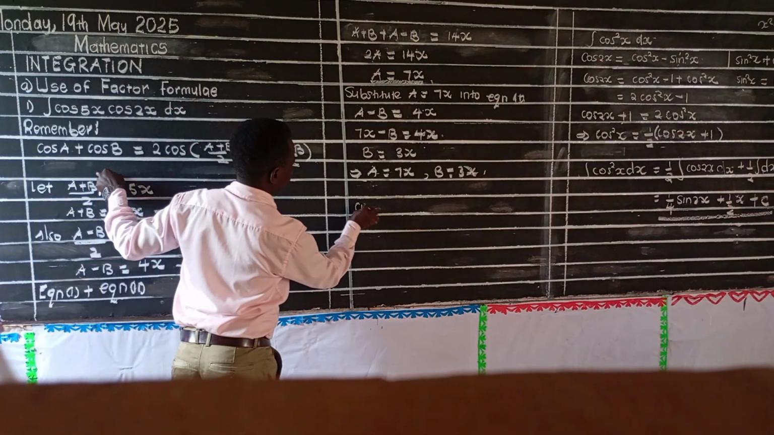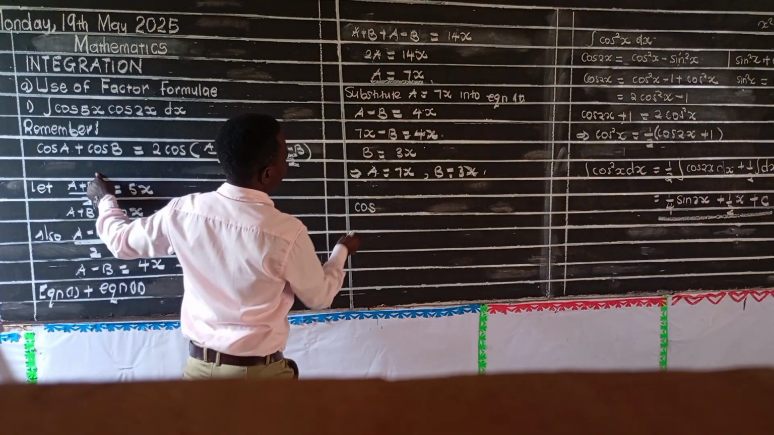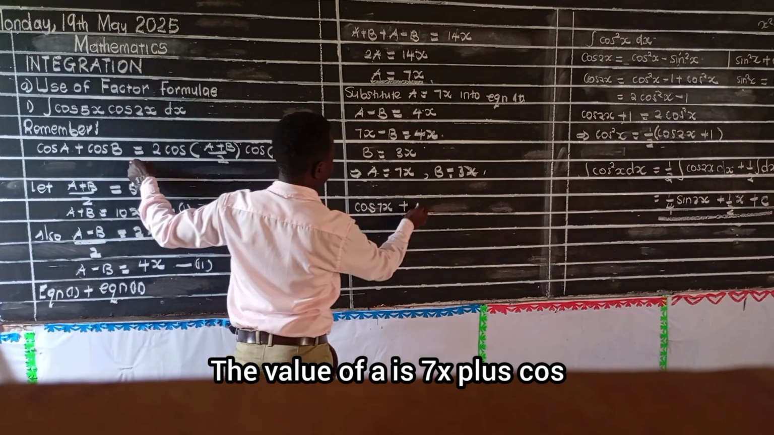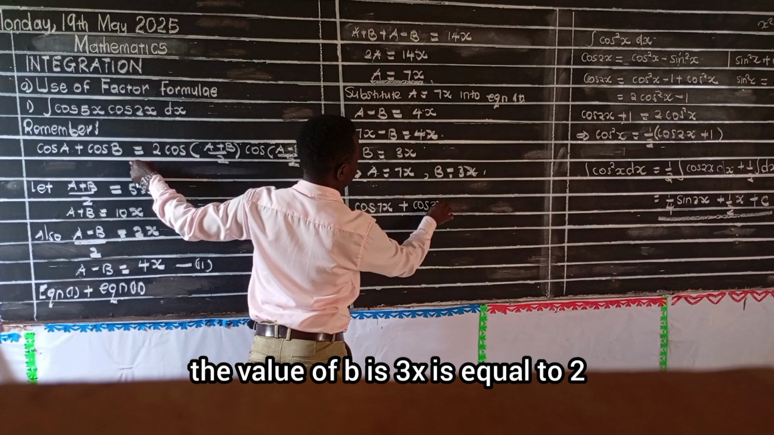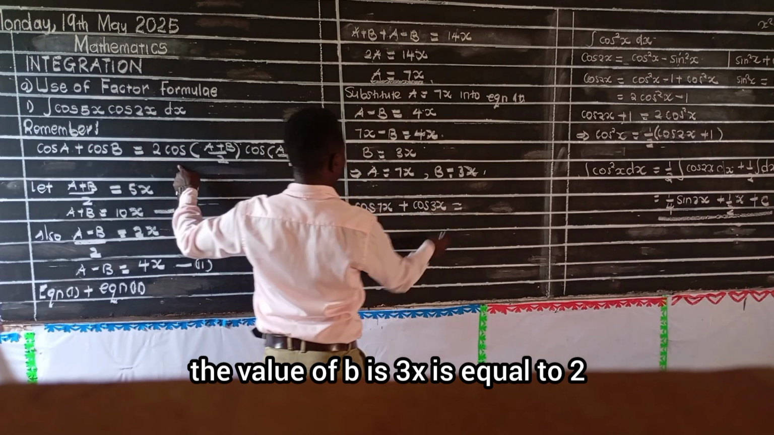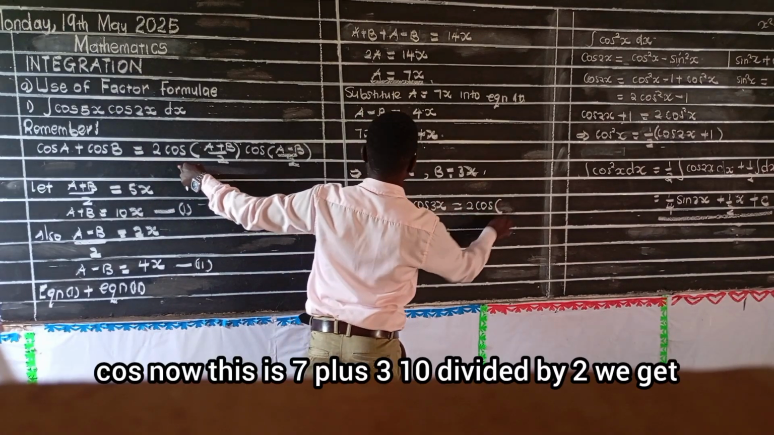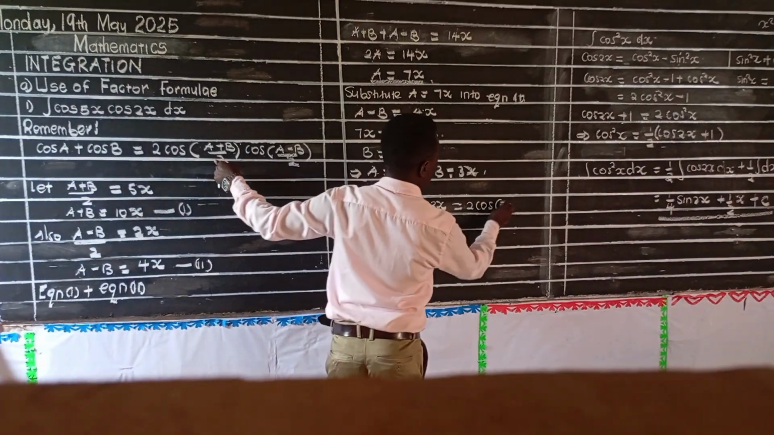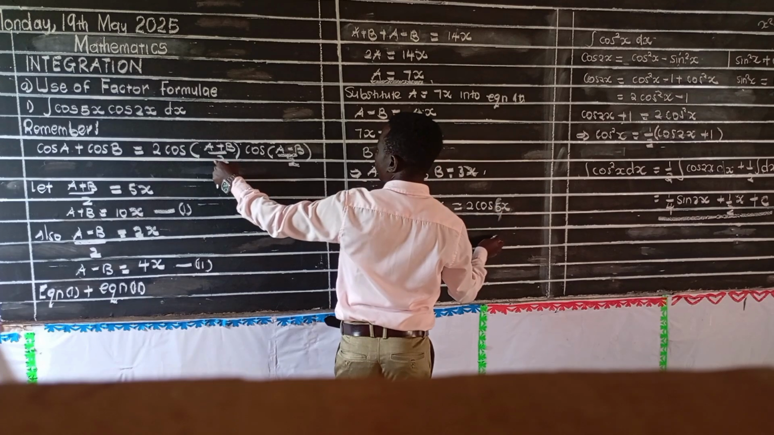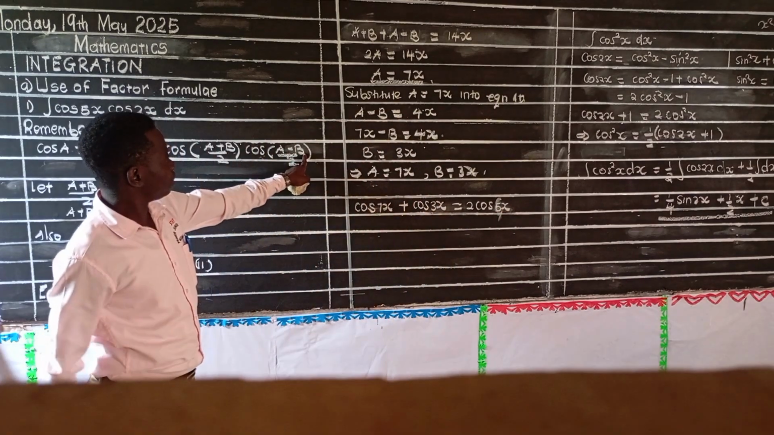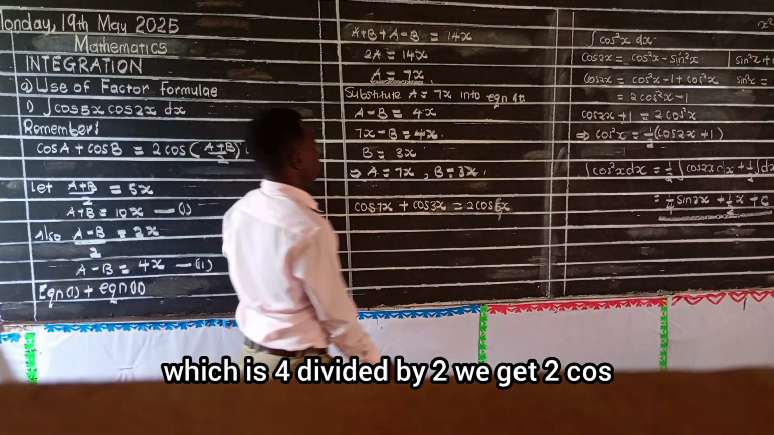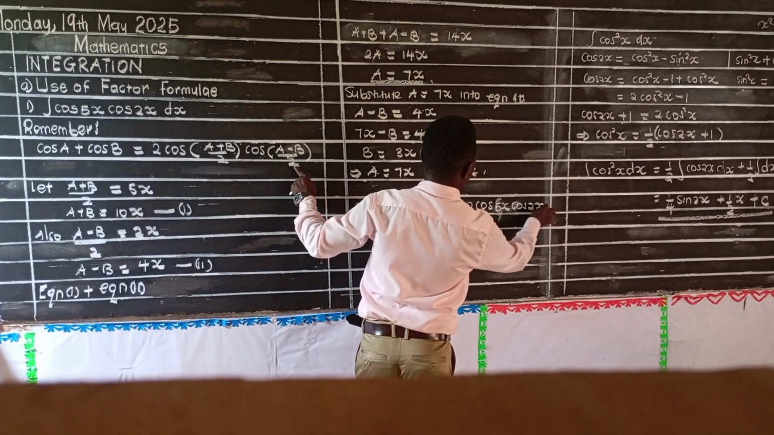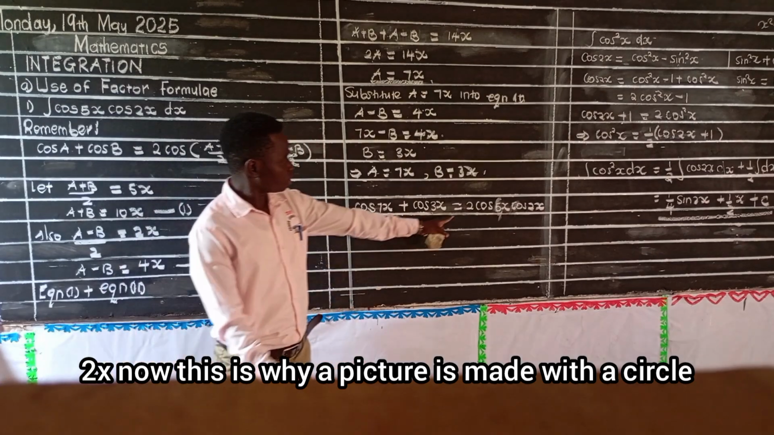We can say cos A plus cos B is equal to 2 cos of (A plus B) over 2 times cos of (A minus B) over 2. The value of A is 7x, and the value of B is 3x. Now, 7 plus 3 is 10, divided by 2, we get 5x. So let me eliminate the bracket, 5x. And 7 minus 3 is 4, divided by 2, we get 2 cos 2x.